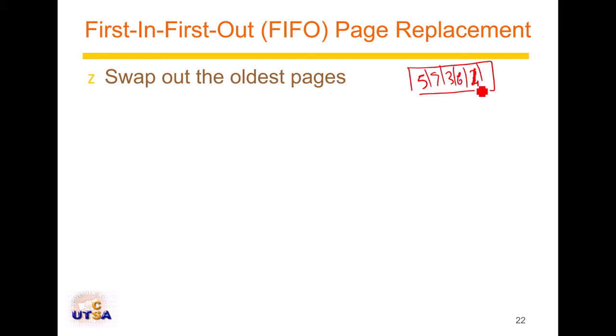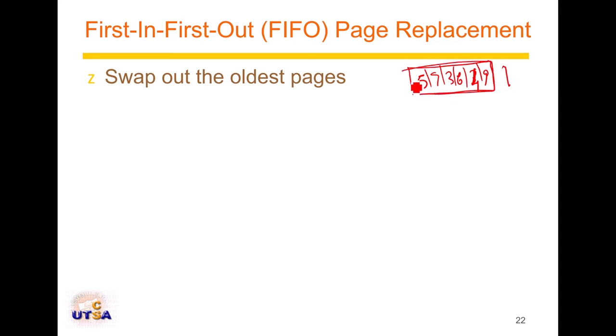And if I use page 3 again, it is in the system. I don't need to bring it again. If I use the 6 again, I don't need to bring it again. But if I use 9, now all the pages are used. If I get another page, let's say 1, I don't have any frame for that page.